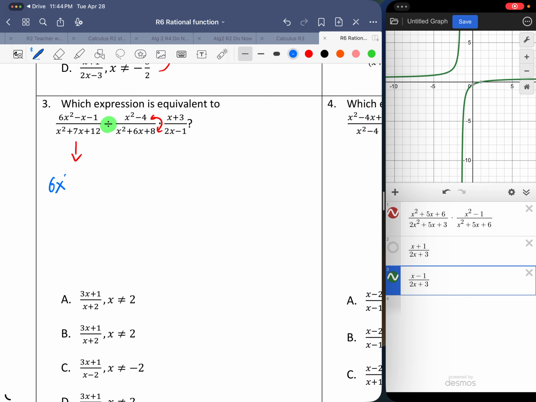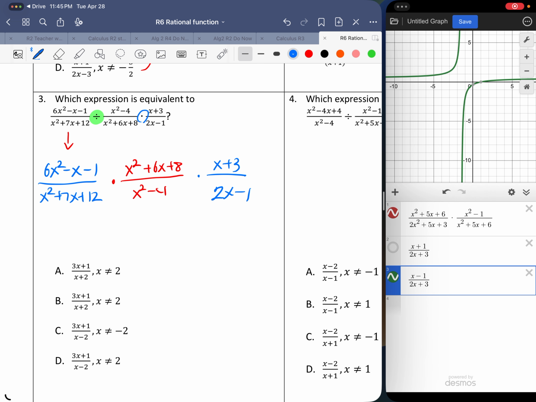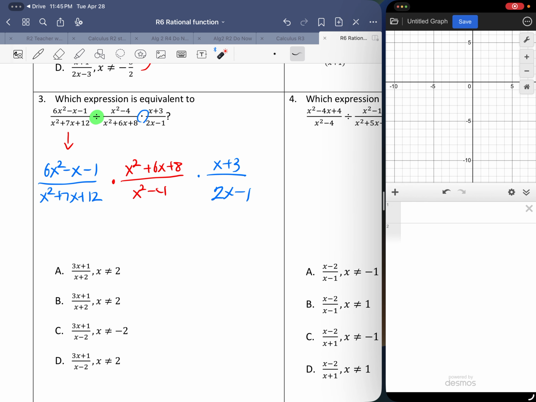So it's going to be 6x squared minus x minus 1 over x squared plus 7x plus 12, times. Now this we have to flip. So we are going to write x squared plus 6x plus 8 over x squared minus 4. The other one here, we don't really have to switch it because it's multiplication here. So it's going to be just x plus 3 over 2x minus 1. Okay. So if you see 2 divisions here, you also have to flip this one by changing this one to multiplication. So don't be lazy when you're doing this, all right?